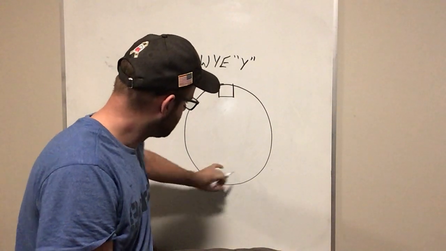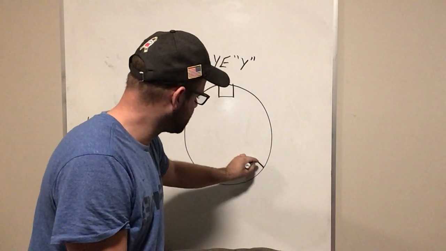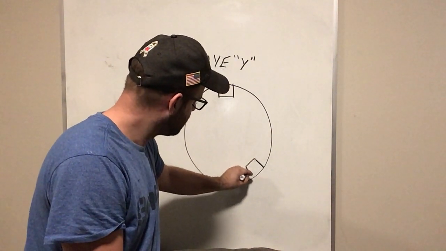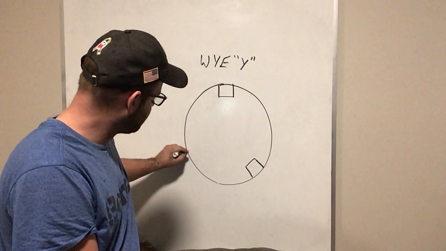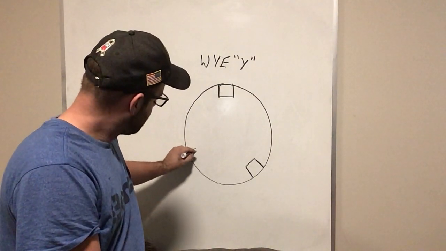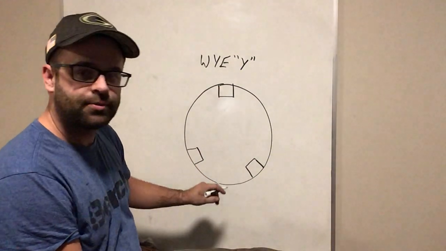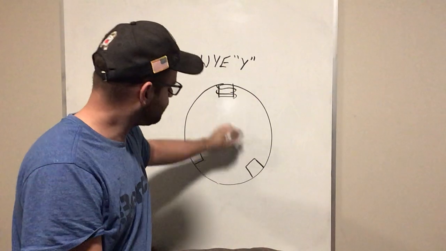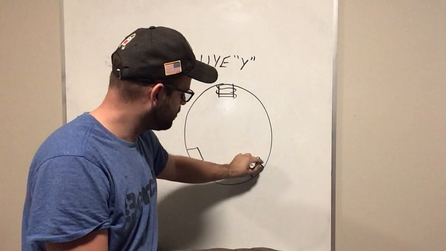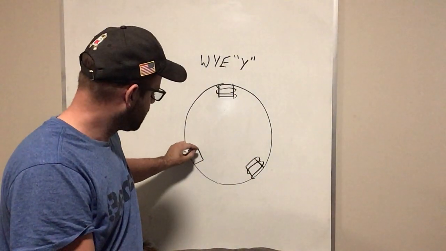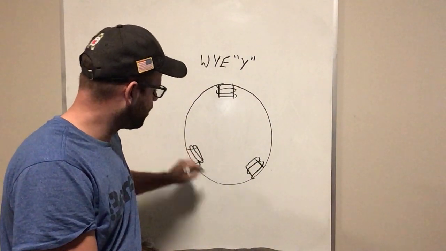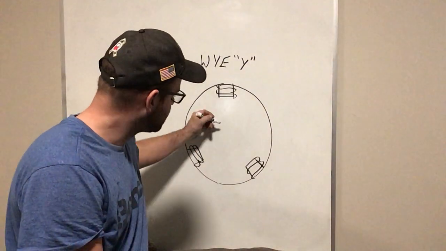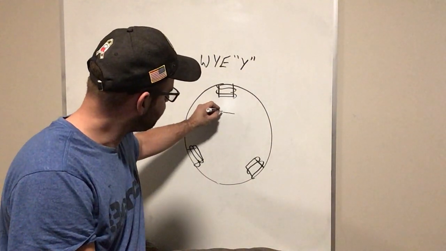Actually, I'll put these. So this will be just a basic example. I won't obviously put all the coils in here. So I've got three coils. This is going to be coil number 1, coil number 2, and coil number 3. In the center of our alternator is a magnet.